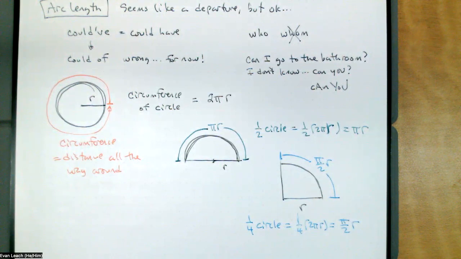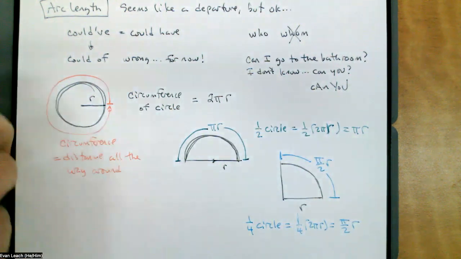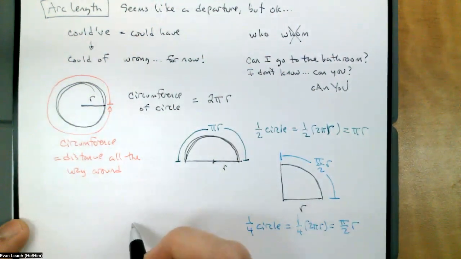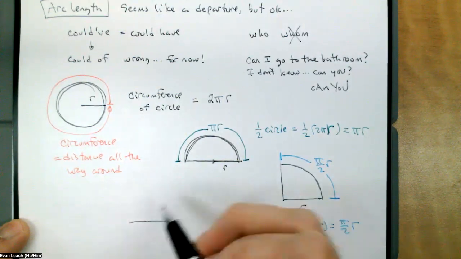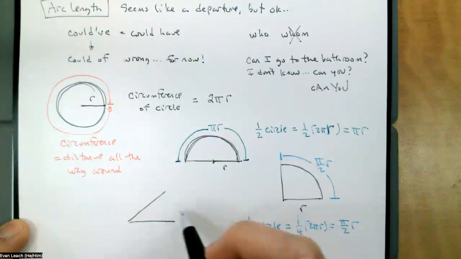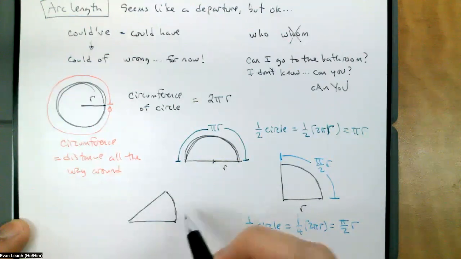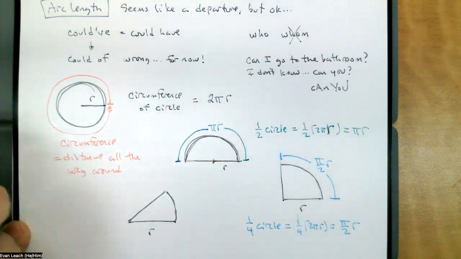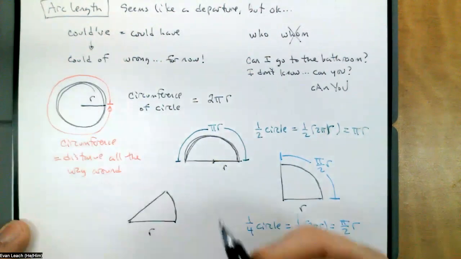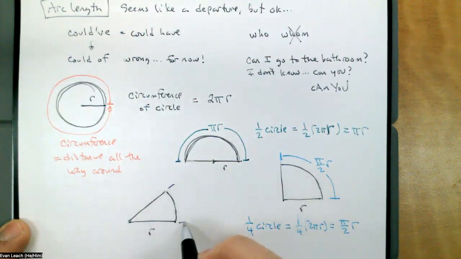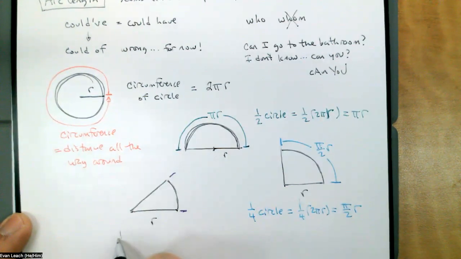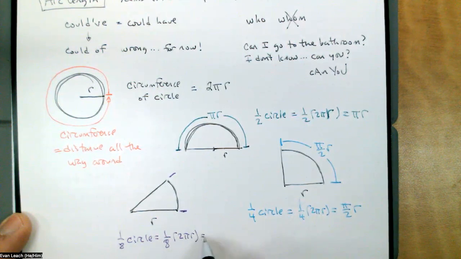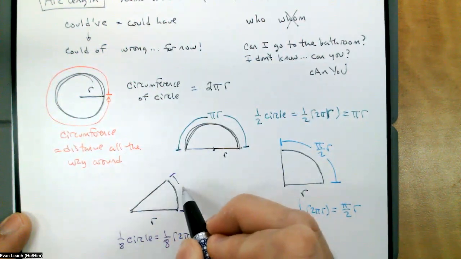So let's take this half circle and cut that in half. So 1/8 of a circle. If I have 1/8 of a circle, it's going to be 1/8 of 2 pi r. And what fraction is that going to give us? Pi over 4.